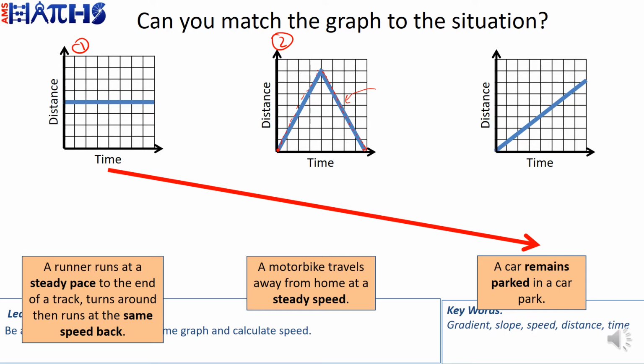All right, then our final, of course, will be a motorbike travels away from home at a steady speed. So we're seeing it's moving from the starting point, straight line showing constant speed, so it moves away at a steady speed.